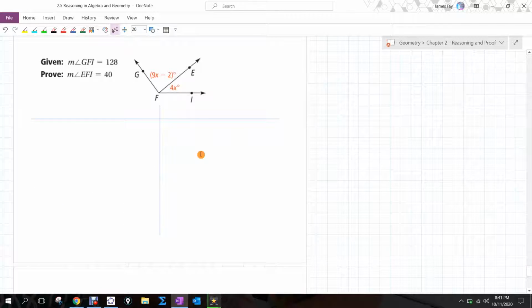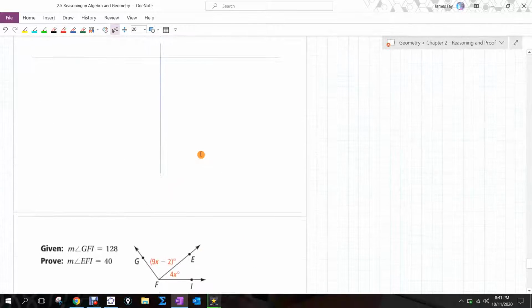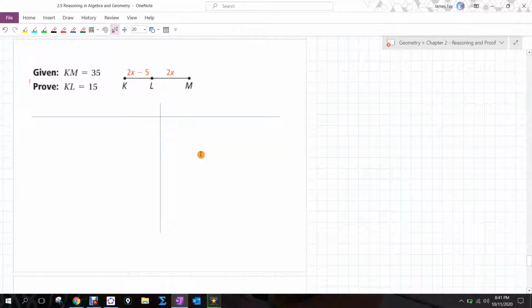I'm actually going to start down here with one that we're a little bit more familiar with, kind of these algebraic proofs almost. Here it says given that KM equals 35, can we prove that KL equals 15? Shouldn't be too difficult of a task. First thing we're going to do is say 1, KM is equal to 35, and again that's given. It's always our first statement, what they tell you in the given.